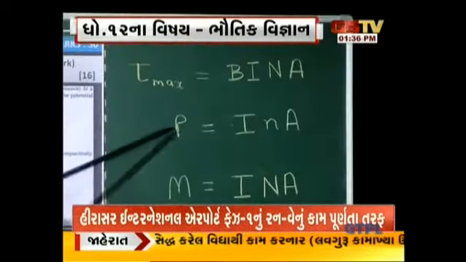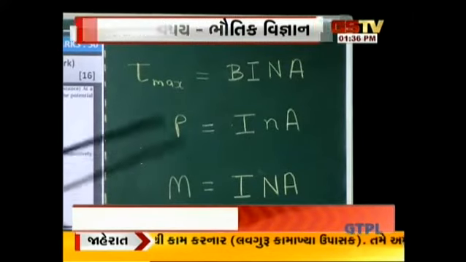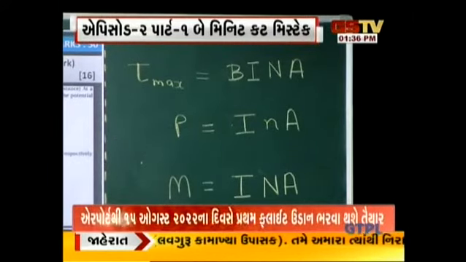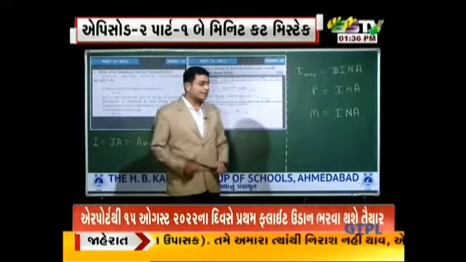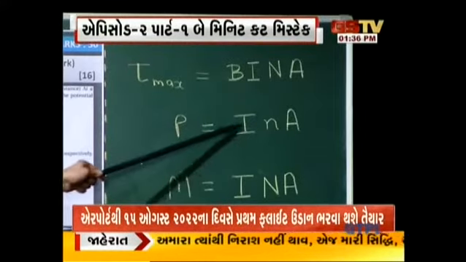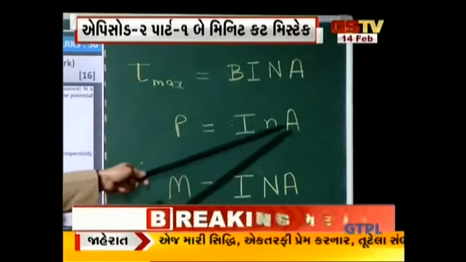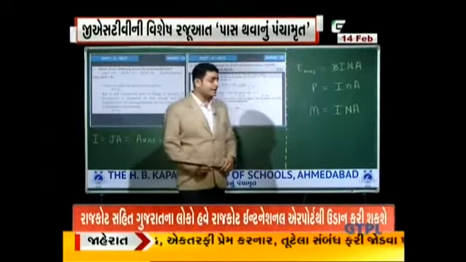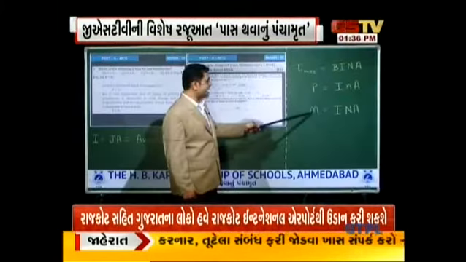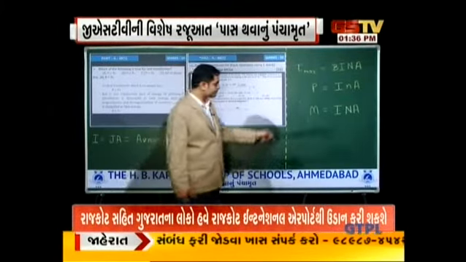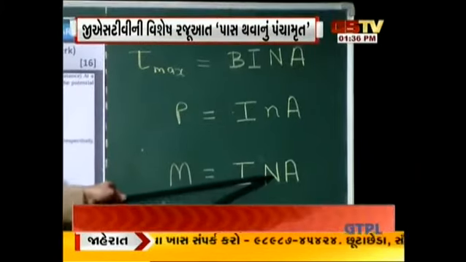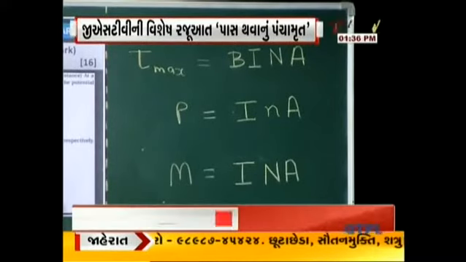Second one is Pina. See, remember this Pina and Meena are quite confusing. P stands for pole strength of a magnet. Pole strength of a magnet is indicated by P, and it is equal to I N A, where N are number of turns per unit length, and A is the total area of the coil. Meena, M stands for magnetic moment, I stands for current, N for number of turns, and again A for the area of the coil.